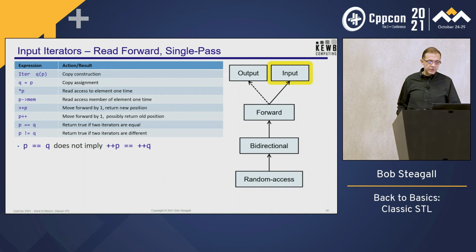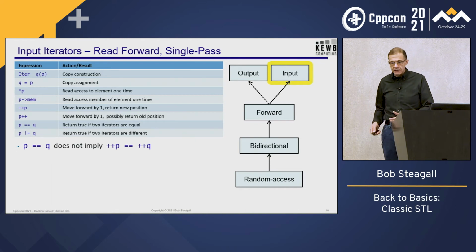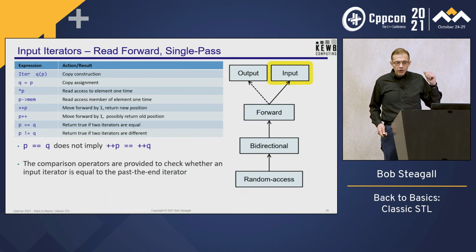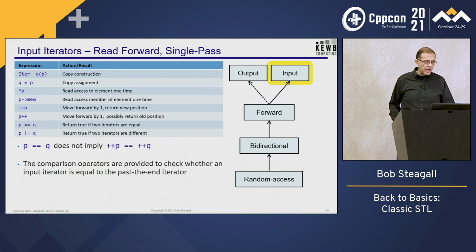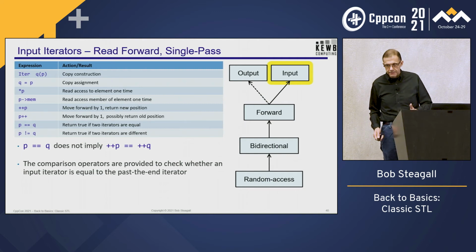The only time that two input iterators that compare equal are actually guaranteed to point to the same thing is if they both point to the past the end iterator. So P equals Q does not imply and does not guarantee that incrementing P and incrementing Q get you to the same place.